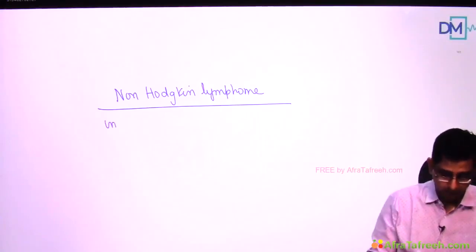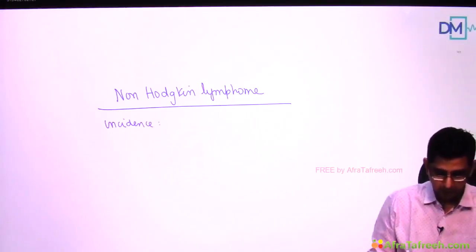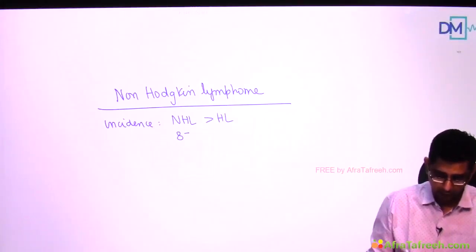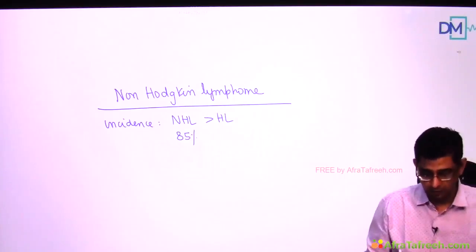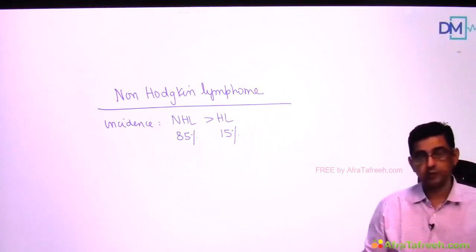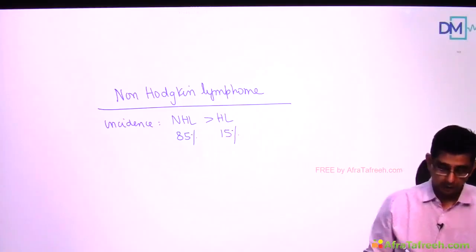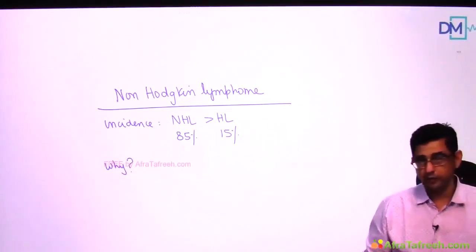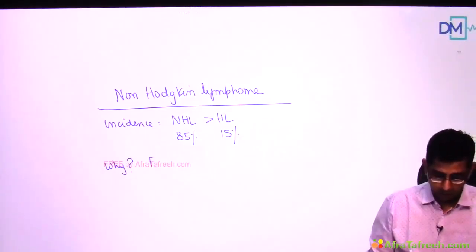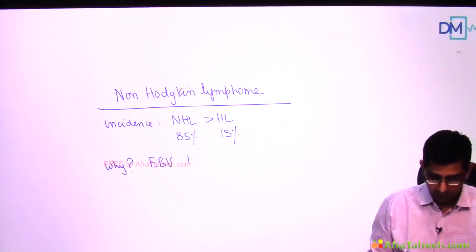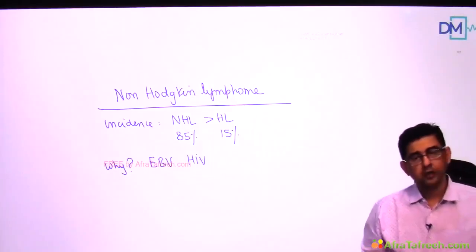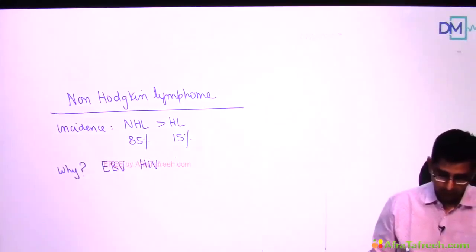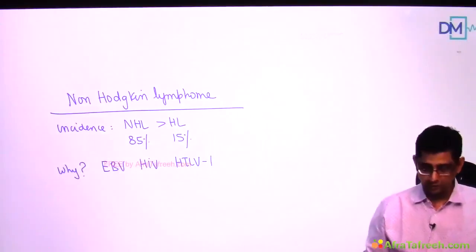Now, when I compare the incidence, non-Hodgkin's lymphoma is much more common as compared to Hodgkin's. Overall, 85% of lymphoreticular malignancies are non-Hodgkin's lymphoma, and 15% are Hodgkin's lymphoma. When it comes to non-Hodgkin's lymphoma, we should know the etiology. Why do we have development of non-Hodgkin's? The common viruses which are responsible are Epstein-Barr virus and HIV. We all know that. But apart from this, I also want you to remember that even HTLV-1 is incriminated in causing non-Hodgkin's lymphoma.